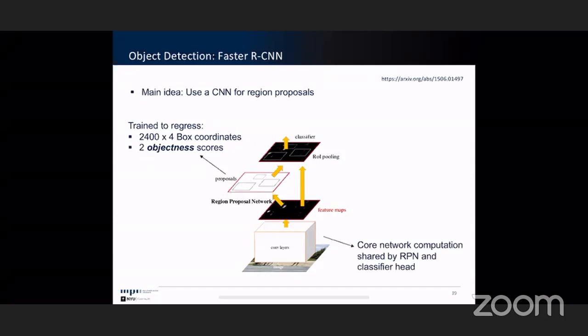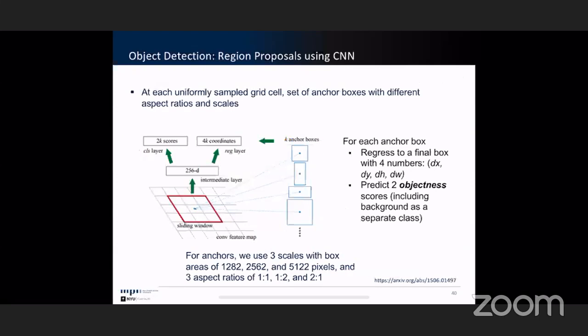And the core network, you see, is shared between the region proposal network and also the classifier head. So the classifier head remains the same as Fast RCNN, but the only difference is that here the region proposals are coming from this region proposal network instead of our selective search algorithm. Okay, and what does this region proposal network look like?